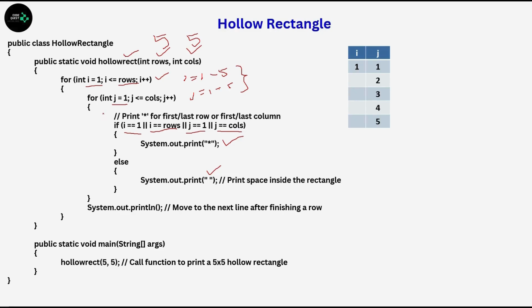Now at the end of each iteration, that is at the end of the inner loop, when j begins with 1 and goes till 5, that is where the inner loop is going to end. By the time the inner loop ends, here I am trying to print a new line because the very next level of asterisks are to be printed in the next row.